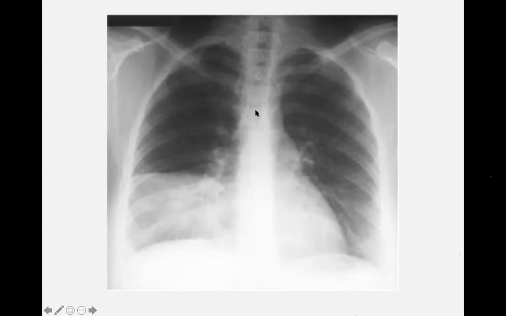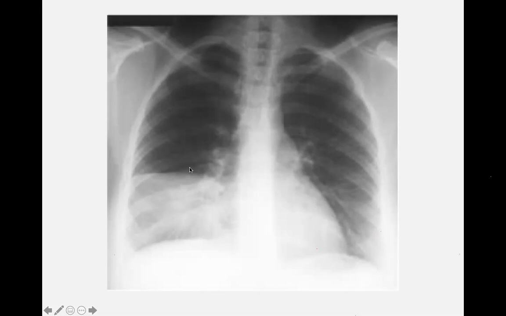So you have A, which is the airway, and it's right in the middle. It's not deviated to the right or to the left, it's right in the middle. And then you have B, which is the breathing or the lungs. As you can see, you can see the lung markings all the way to the edges of the lungs.